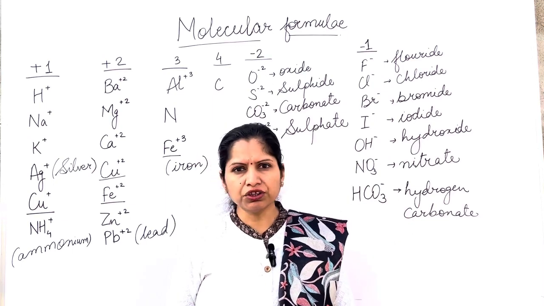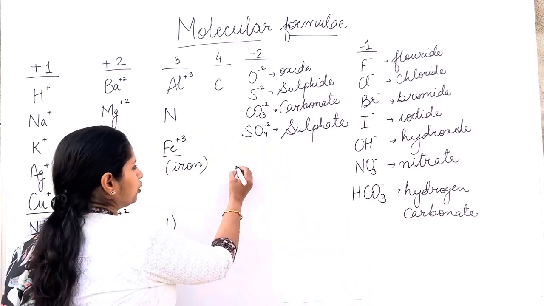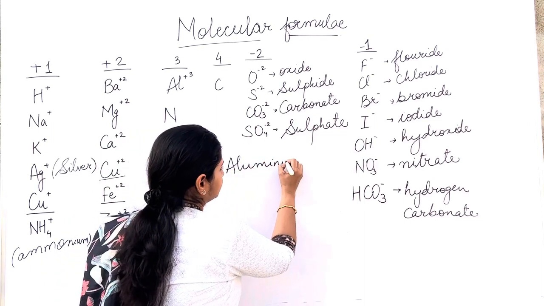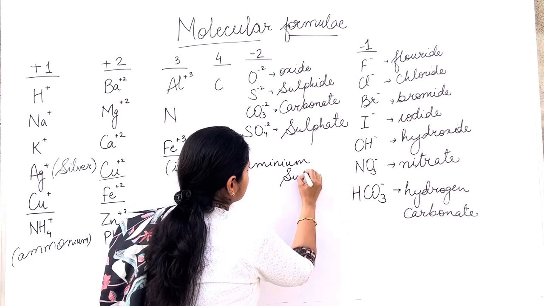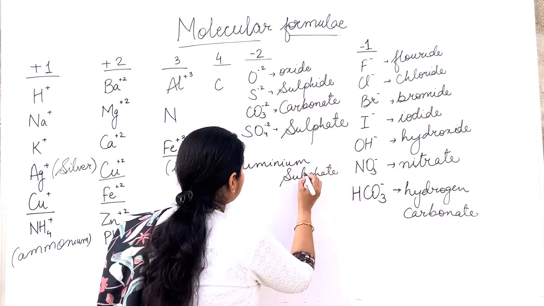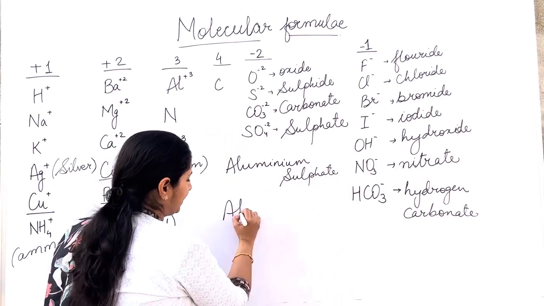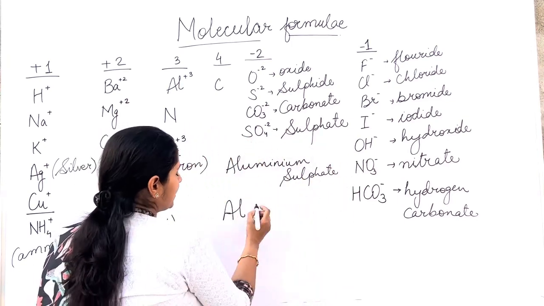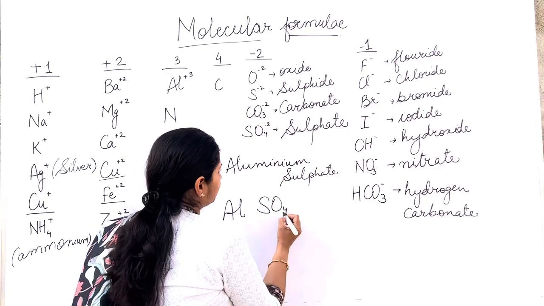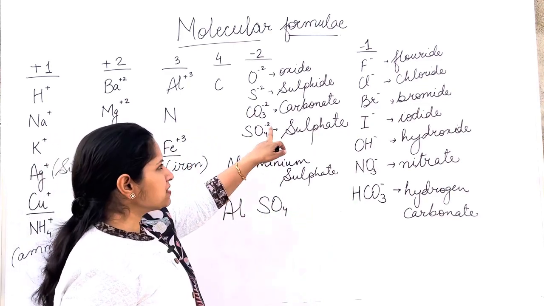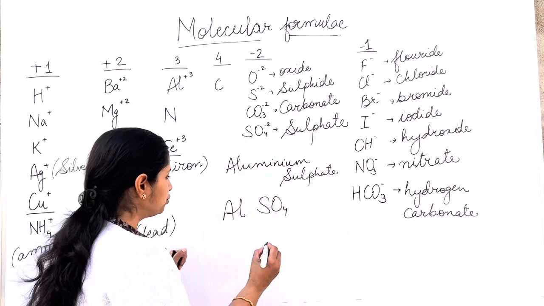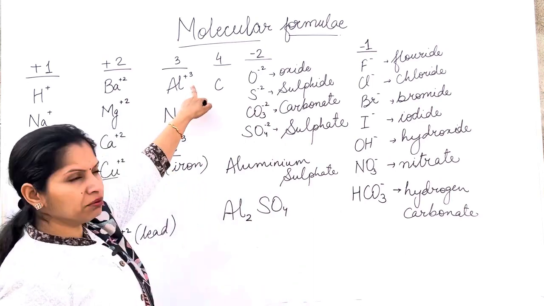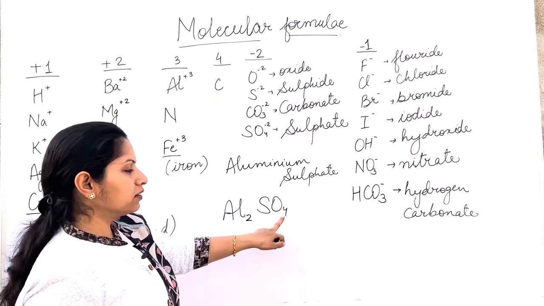So when you have to work out the molecular formula, suppose we have to write the molecular formula of aluminium sulfate. Aluminium stands for Al. Then sulfate, you can see it's here, SO4. Now whatever is the valency of sulfate, that was 2, so write it beside aluminium. And what is the valency of aluminium? It's 3. So write it underneath sulfate.